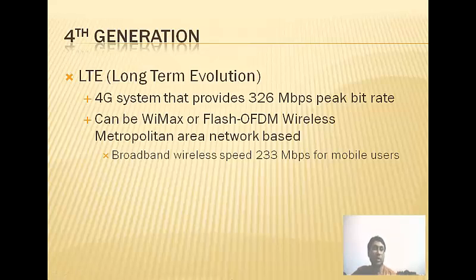Okay, LTE, long-term evolution, is also a fourth generation system that can provide 326 megabit per second peak bit rate data transfer. Actually, LTE can use WiMAX or flash OFDM. It's just optical technology. Okay, they can provide broadband wireless speed up to 33 Mbps for mobile users. I think it is WiMAX and flash OFDM. They can provide this. They fall into the fourth generation of mobile technologies.